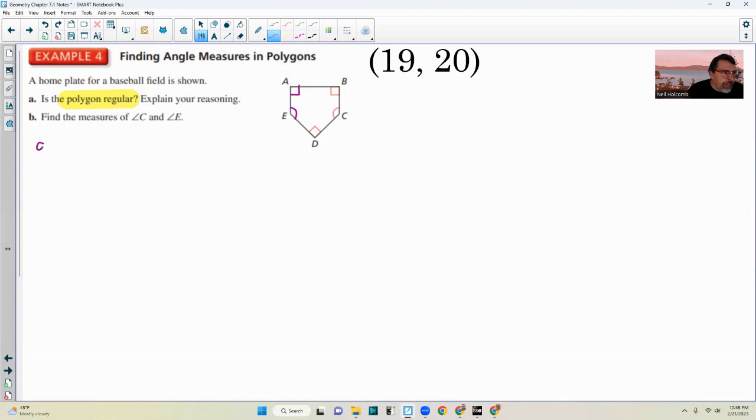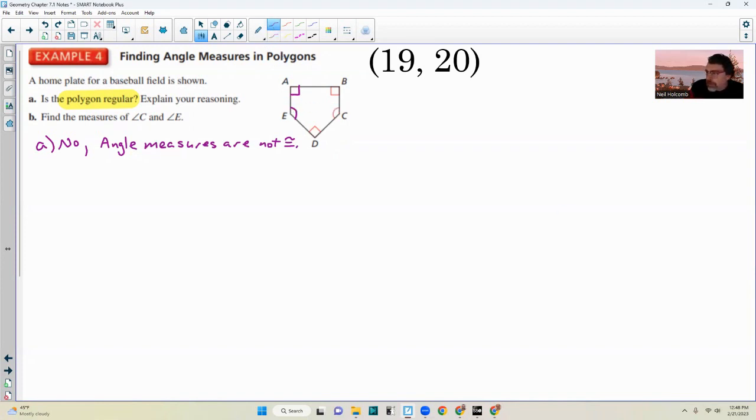Is the polygon regular? No, angle measures are not congruent. Okay, I have an obtuse, I have a right, they're not congruent. I want all my angles congruent in order for the polygon to be regular. It asks me to find the measures of C and E.